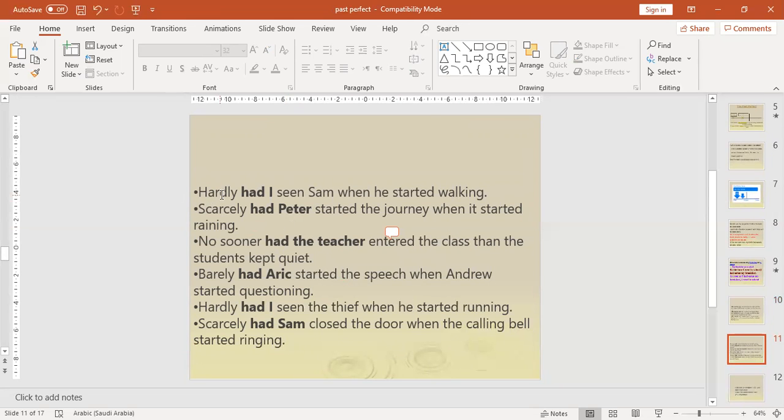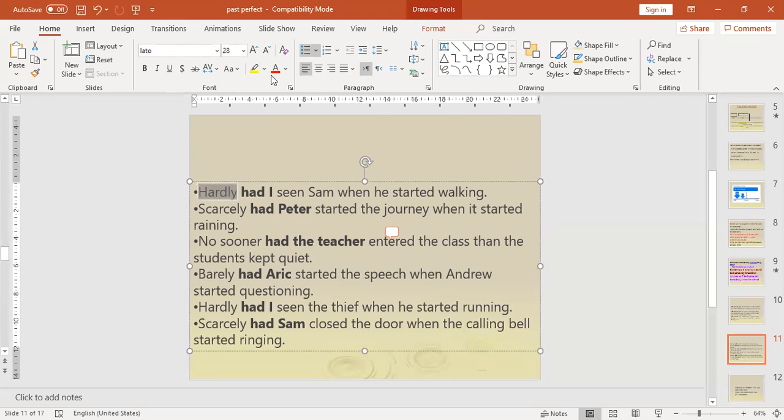Hardly, when. We have this expression which is always together, hardly and when, the red words. Hardly had I seen Sam when he started walking. I saw him first, then he started walking. But pay attention to this point: after hardly, we have the auxiliary verb had before the subject, not I had. Hardly had I seen Sam when he started walking.